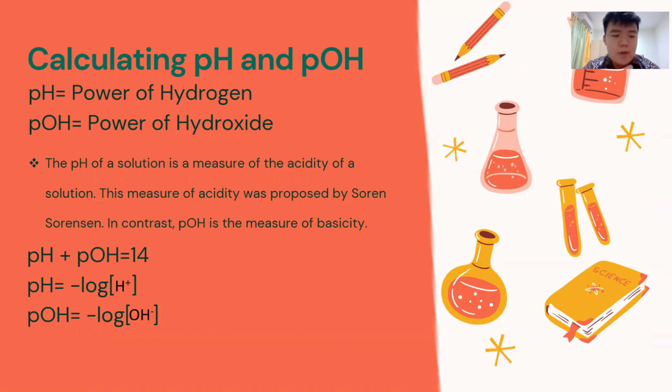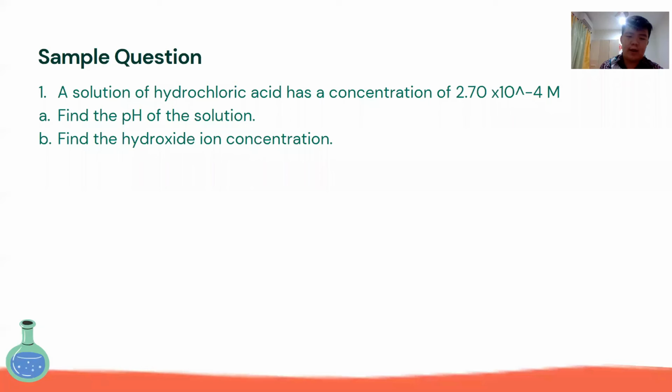Then pH can be found by the negative log of the concentration of the hydrogen ion, while pOH is the negative log of the concentration of the hydroxide ion. Sample question number 1.